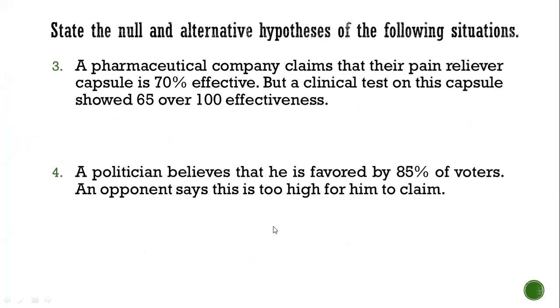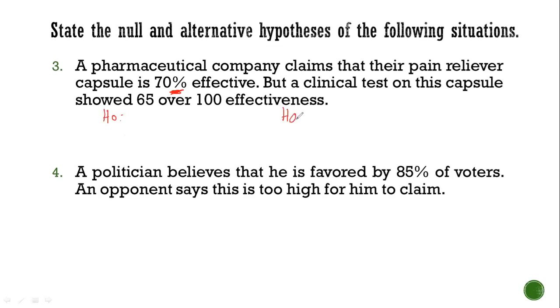Okay, a pharmaceutical company claims that their pain reliever capsule is 70% effective. However, may papansin na isang clinical test na nagsasabi na 65/100 daw ang kanyang effectiveness or 0.65, 65% ang kanyang effectiveness. Now, we try to construct your null and your alternative hypothesis. Obviously, proportion siya. Wala tayong nakitang mean, wala tayong nakitang average na salita. Okay? Naka-percentage, therefore we will use your P.